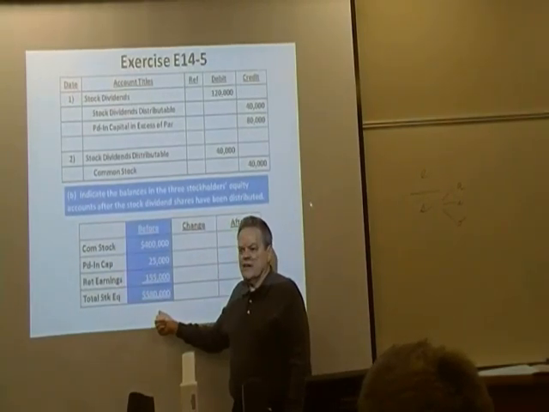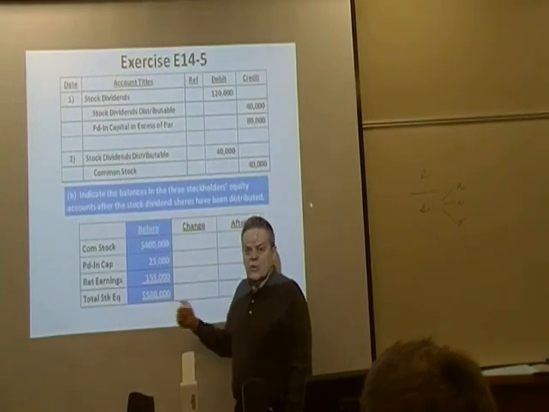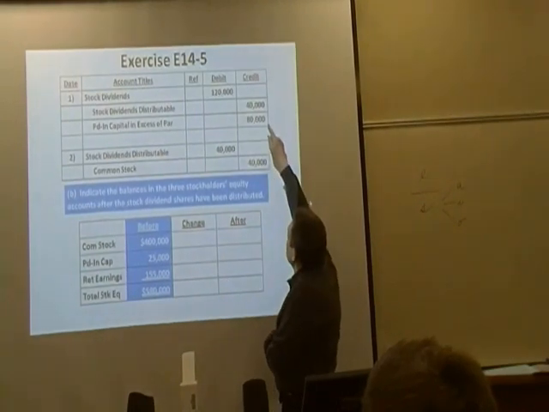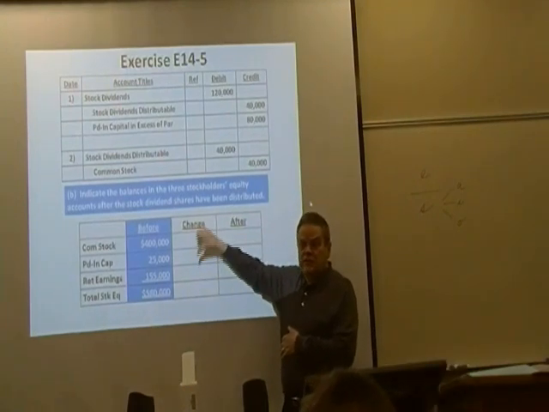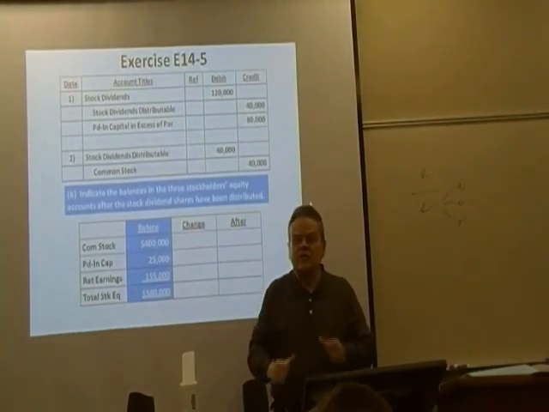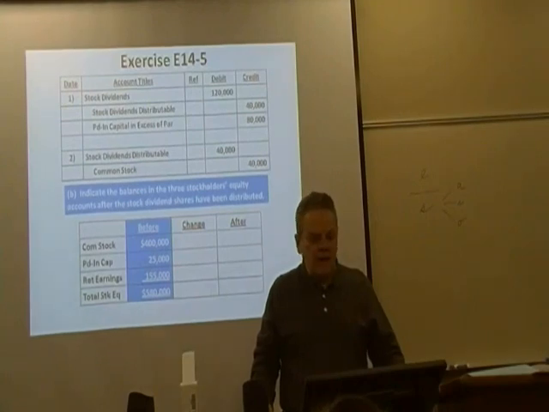You've seen this 580,000 before, haven't you? So I need you in the next minute or two to quickly find one of these numbers. Tell me which one of these it affects. Tell me whether it increases or decreases. And tell me what the new balance is. Let's go faster. Top to bottom. Somebody see anything that changed common stock up there?